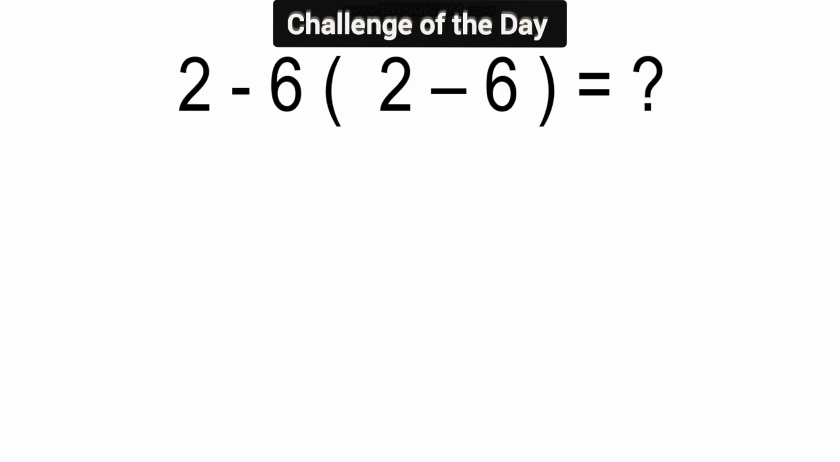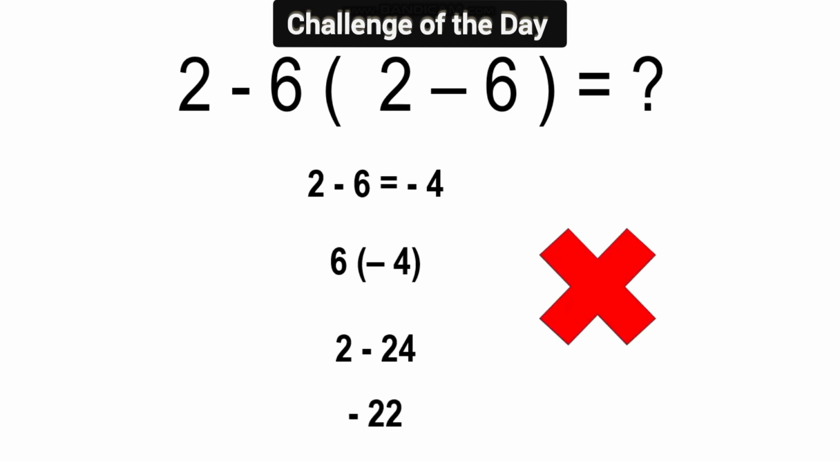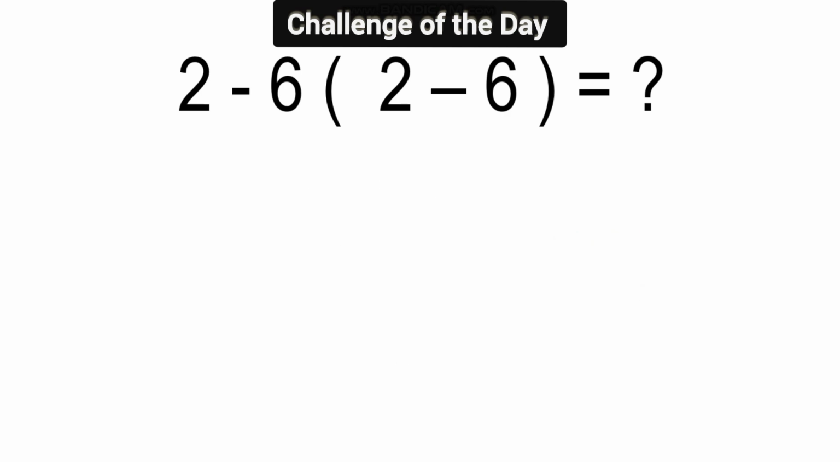Time up. Wrong solution. Mistakes that usually people do. 2 minus 6 equals minus 4. Then, 6 times minus 4 equals minus 24. After that they subtract. 2 minus 24 equals minus 22. That's completely incorrect. Let's solve correctly step by step.